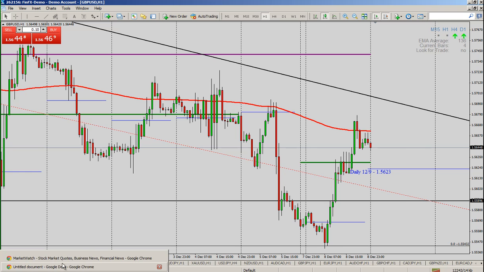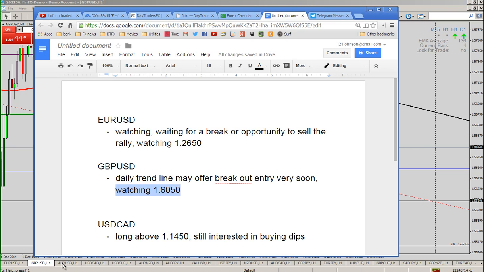Okay, so that's pound dollar. So we're waiting. We're possibly long above 157. We'll just see where that one goes. 157 should be pretty exciting. So we'll see where that one goes. The dollar is definitely nearing this overextended area.